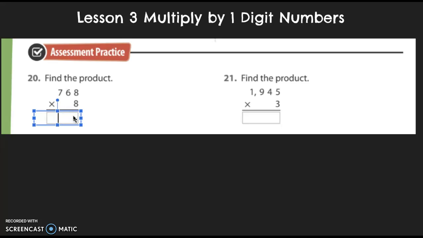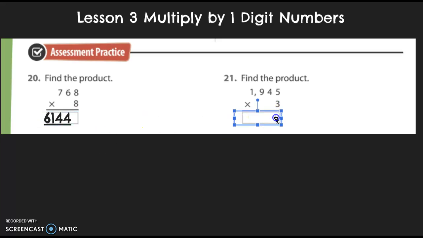Looks like I would do 8 times 8 and get 64. Carry a 6. Trying to do this in my head. 48, 49, 54. Carry the 5. 56 plus 5, 61. What do you guys think? Hopefully that's right.